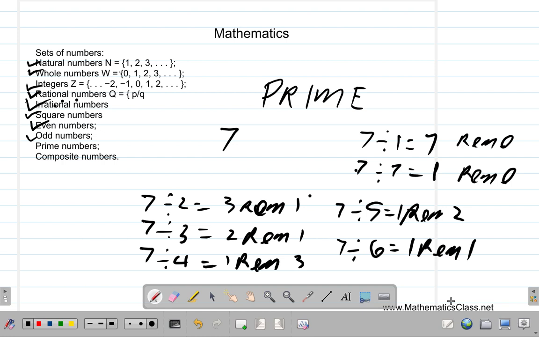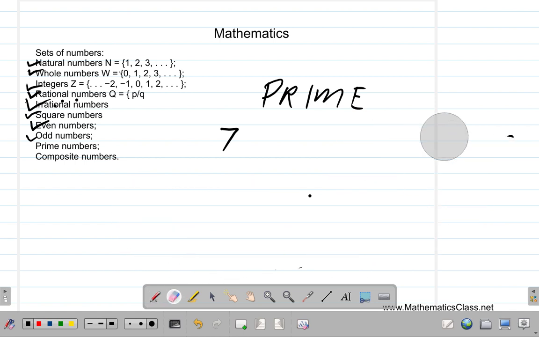So 7 is a prime number, because the only way you can get a remainder of 0 is if you divide it by 7 itself and divide it by 1. Any other number always gives a remainder that is not 0. So 7 is a prime number. A prime number is divisible only by itself and 1. You can divide and get no remainder only if it's divided by itself and 1.